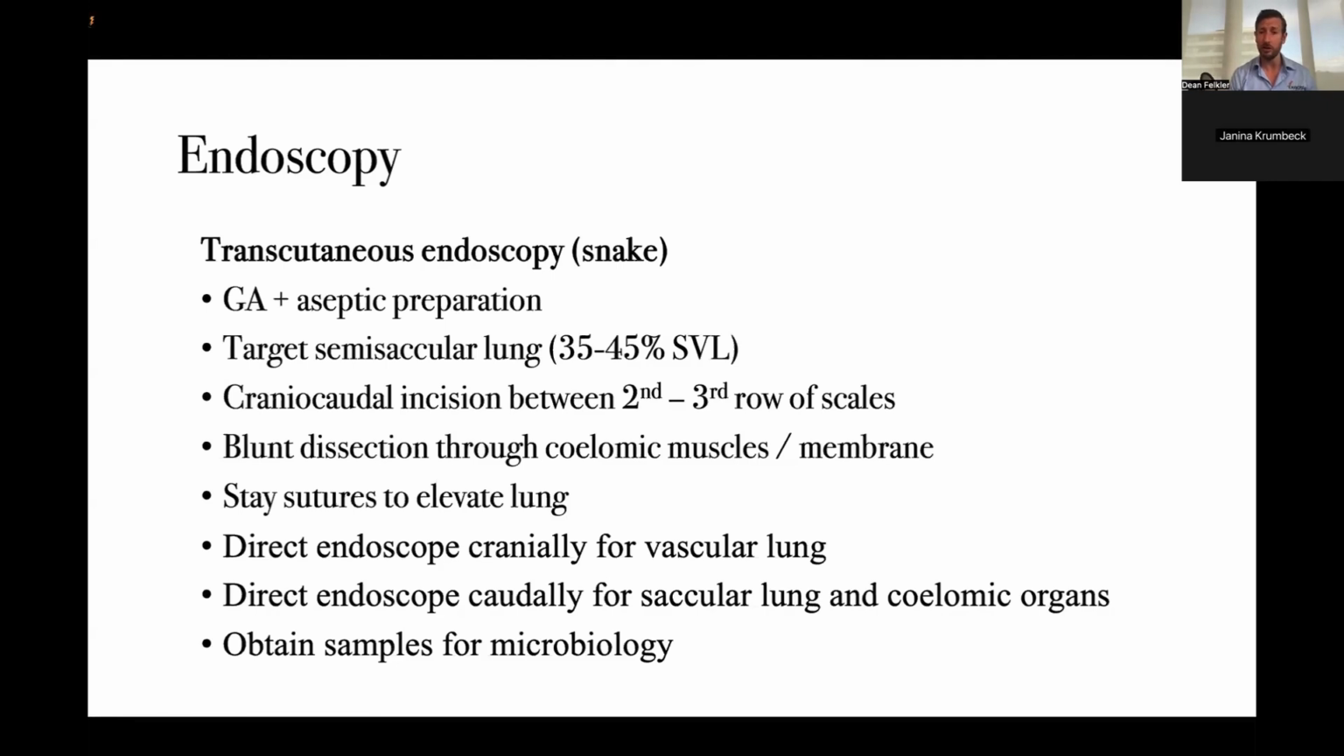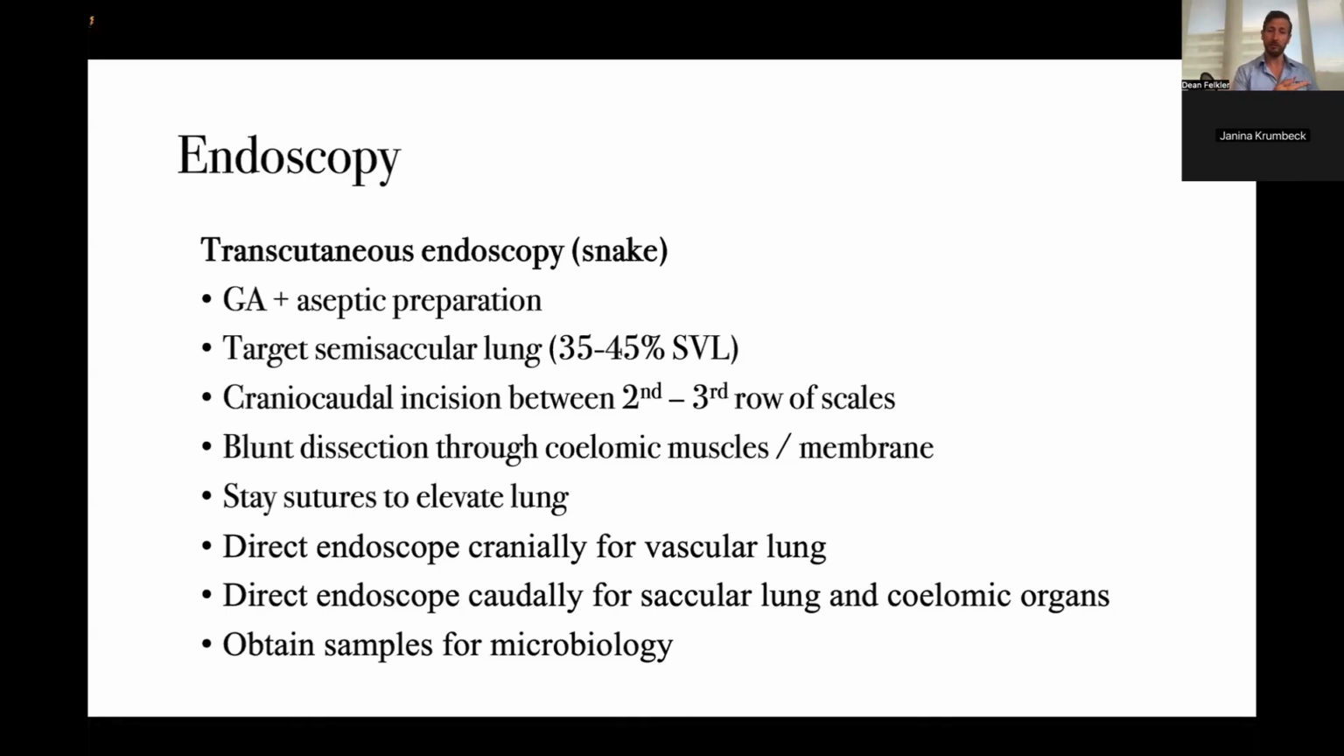And what you do, you have your patient in lateral recumbency. Most snakes only have the right lung. However, boids have both, so you can go either side. And you want to be doing a craniocaudal incision between the second and third row of scales. And then you want to blunt dissect through that coelomic muscle and the coelomic membrane. And then once you find your lung tissue, you can use stay sutures to pull it out of the body cavity gently, and then insert your endoscope into the lung field that way.